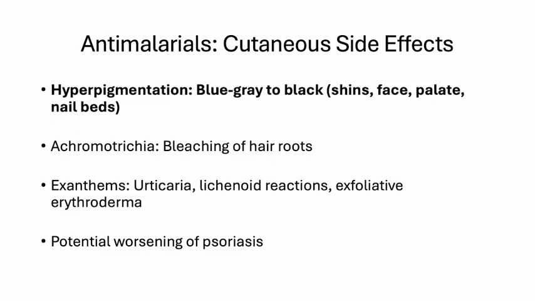Cutaneous side effects are relatively common with antimalarial use. Up to one-third of patients may develop blue-gray to black hyperpigmentation, typically on the shins, face, palate, or nail beds after just 4 months of use. This discoloration fades after stopping the medication, but may take months to years to resolve completely. Reversible bleaching of the hair roots, called achromotrichia, occurs in about 10% of patients. Various types of skin rashes can also occur. Interestingly, these rashes are more common in patients with dermatomyositis compared to those with lupus. Lastly, antimalarials may worsen psoriasis in some patients.